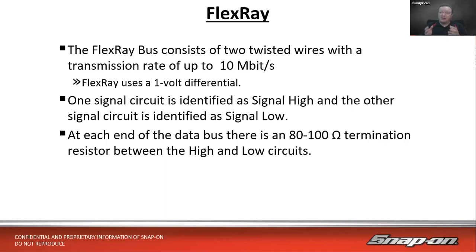Now, at each end of the data bus in here is also, once again, very similar to CAN. It uses anywhere between an 80 to 100 ohm termination resistor between high and low. So I guess that must be more at manufacturer's discretion than just a standard, here's your 120 ohms for CAN.